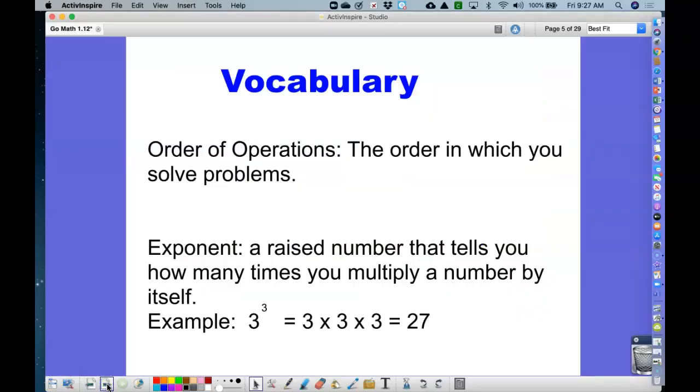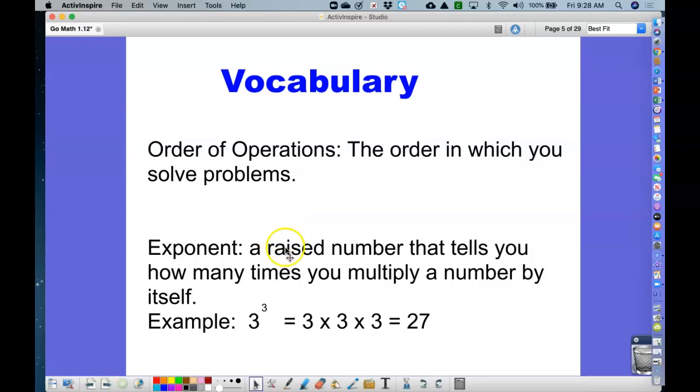Here is some vocabulary. First is the order of operations. It's the order in which you solve problems. In the video, you heard parentheses, exponents, multiply and divide, add and subtract. Notice I say multiply and divide because we do those in the order that they come from left to right. Addition and subtraction is the same way.